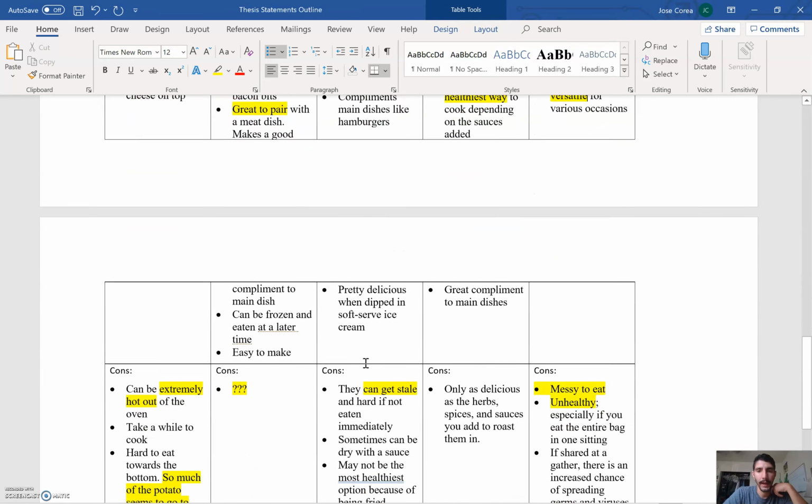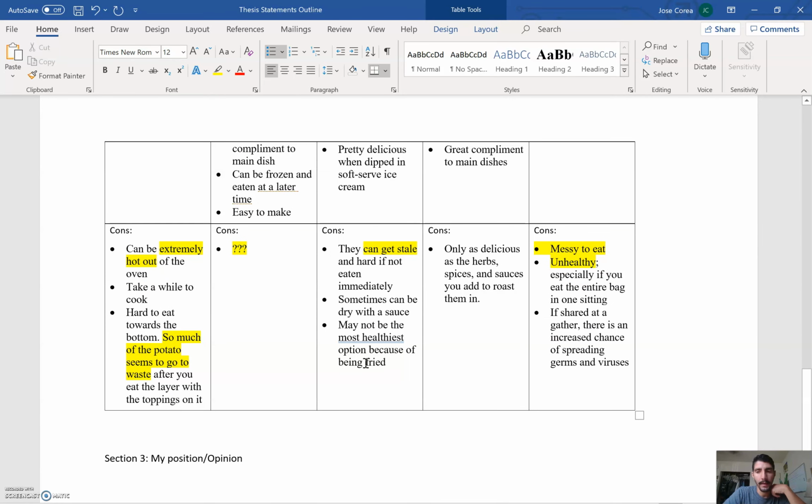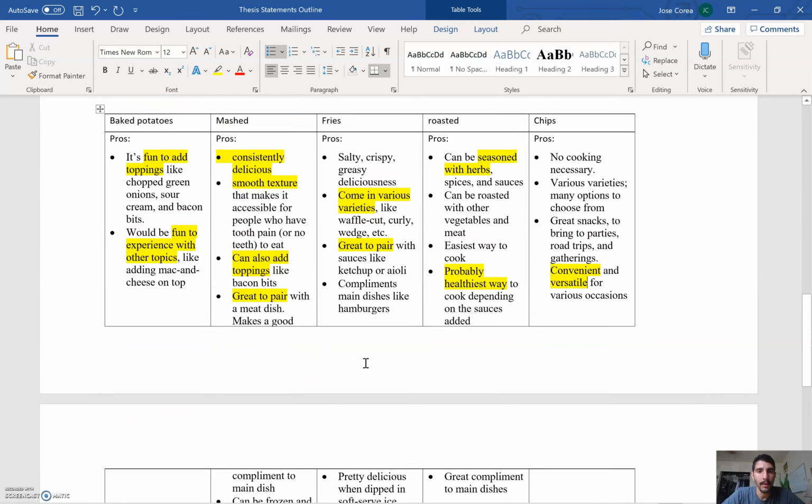Okay, so I highlighted things that stood out to me, and what I was basically doing is I was reviewing the notes that I'd taken, that I'd compiled and that I had organized in this section to see what really stood out to me. So as I was highlighting, I noticed that when it came to baked potatoes, it's fun to add toppings, but I can also do that with mashed potatoes. Same thing with roasted potatoes. You can season them with herbs, but I can also do that with mashed potatoes. They're great to pair in a meat dish. Well, so are fries, but also mashed potatoes are the same way.